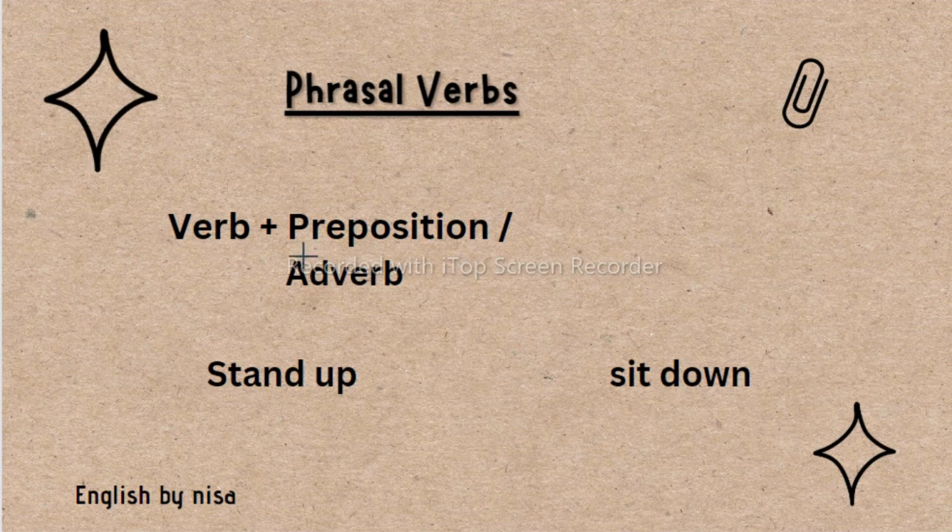So, as we have discussed, a phrasal verb is a combination of a verb plus a preposition or an adverb. If we take the example of the phrasal verbs stand up and sit down, the preposition and adverb come directly after the verb. As you can see here, stand is a verb and the preposition came after the verb. But sometimes this structure can be changed. The preposition can also be placed after the object. Let's see some examples.